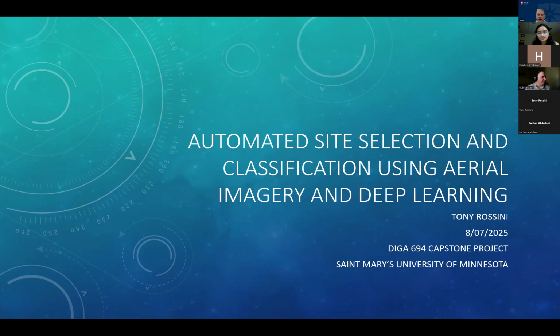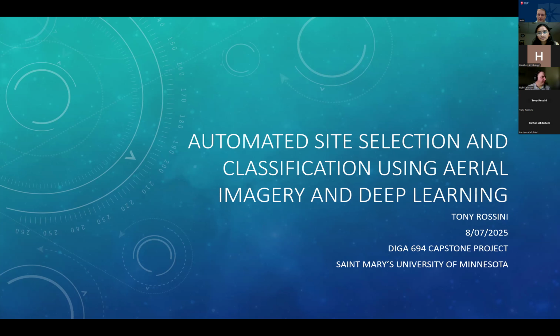Specifically in this case, we're looking at different types of grocery models, store locations and store volume, and Tony will explain that much more eloquently than I am able to at this moment, since he was running the show for his capstone. The title of his work is Automated Site Selection and Classification Using Aerial Imagery and Deep Learning Techniques. So Tony, the floor is yours.